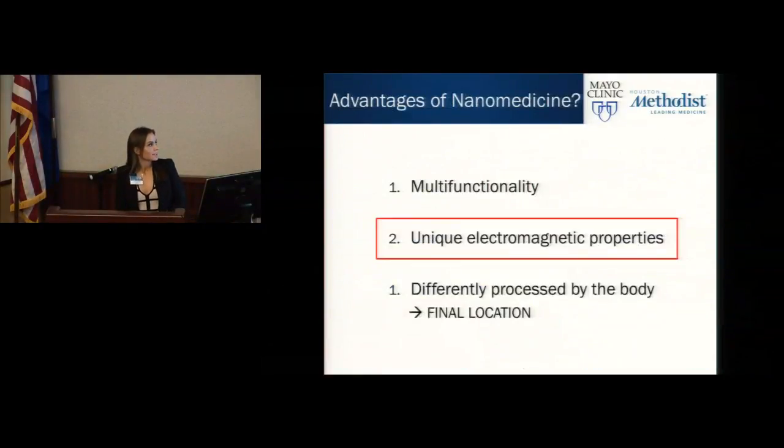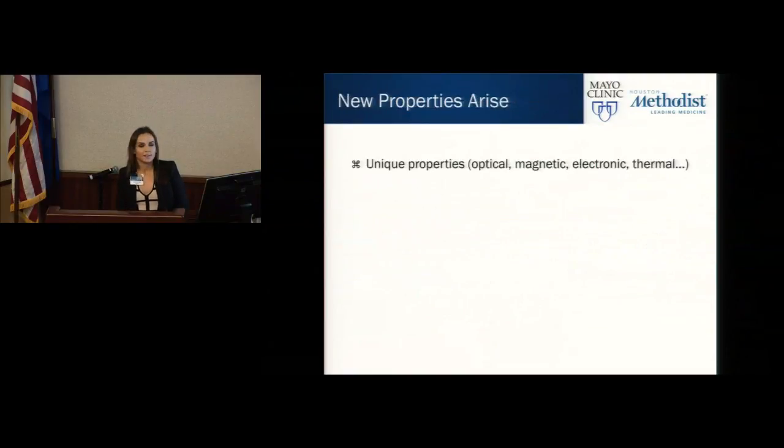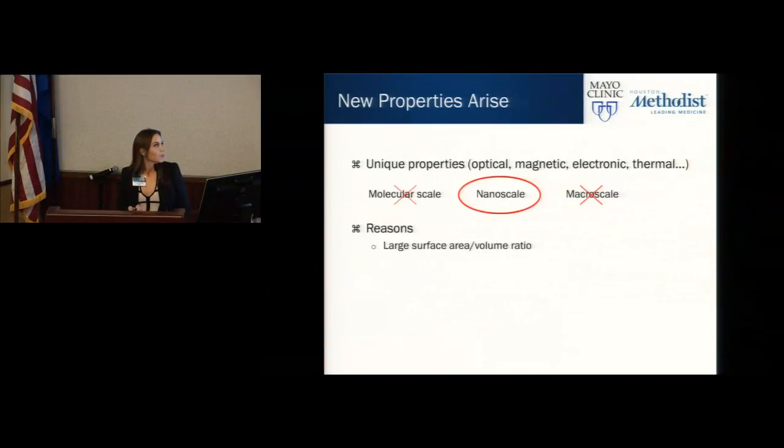So the second advantage is these unique electromagnetic properties that appear. And these can be optical, magnetic, electronic, or thermal. And the take-home message is that they're not apparent on the molecular or macro scale, but only on the nanoscale. And the reason for this is that nanoparticles have a large surface area to volume ratio, and this causes unique properties to arise. And in addition to this, they're also similar size as the wavelength of light. And again, this causes unique characteristics to appear.